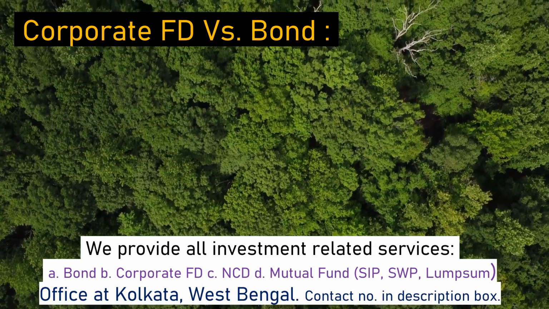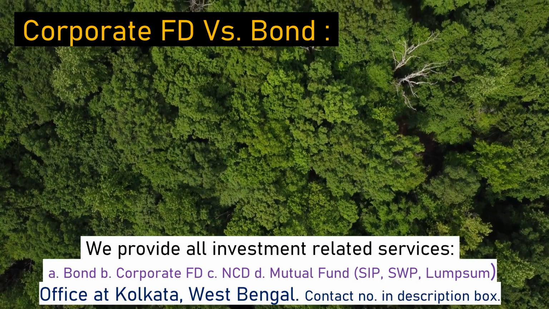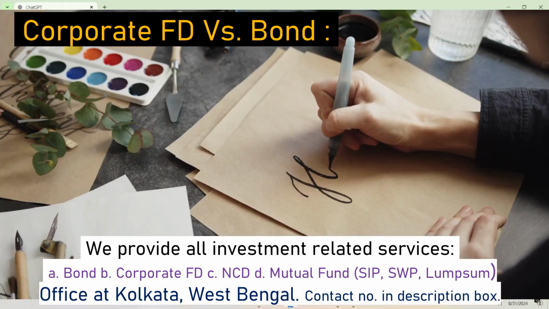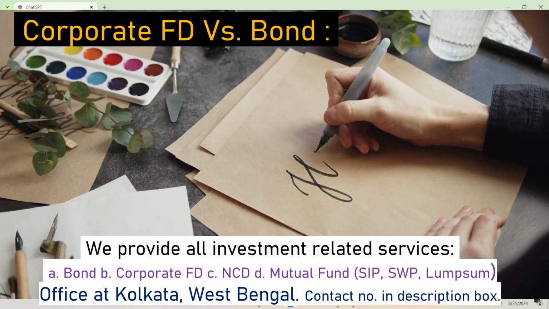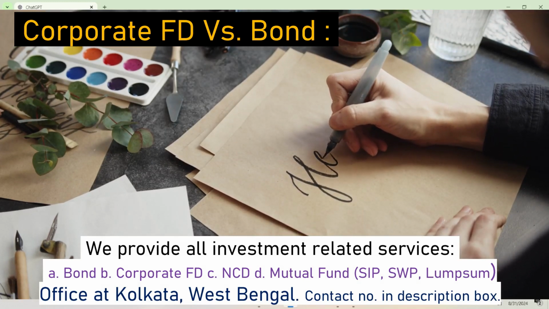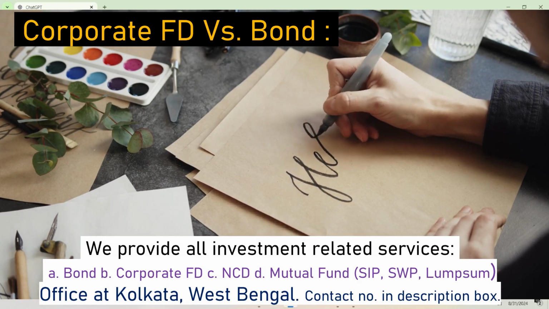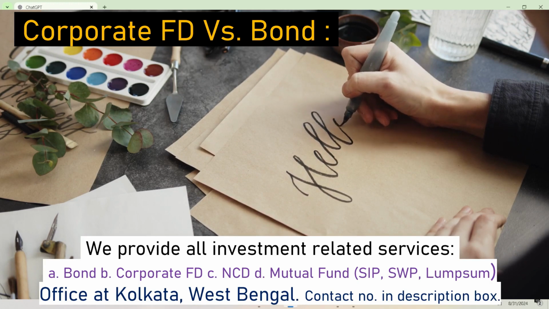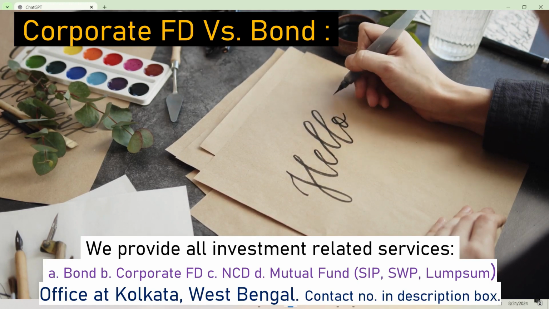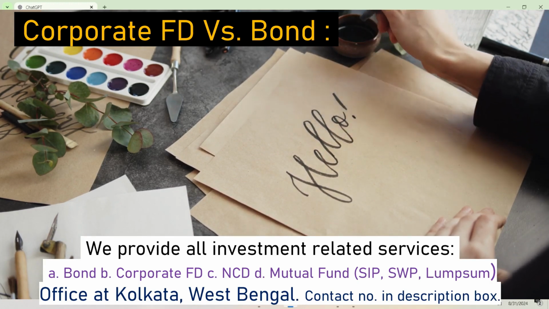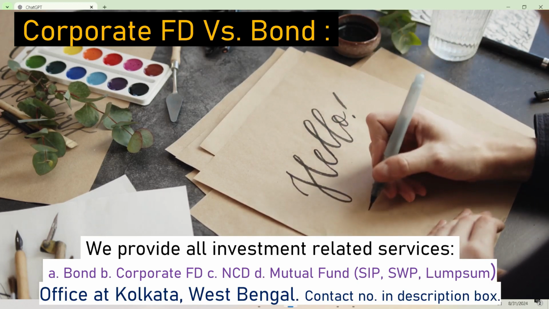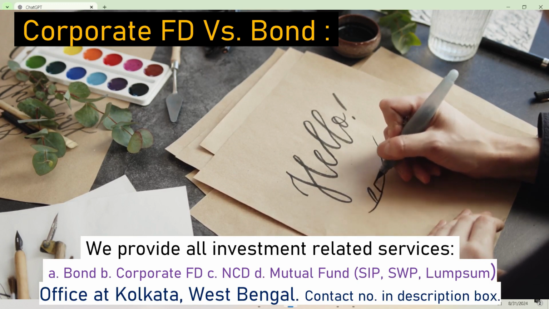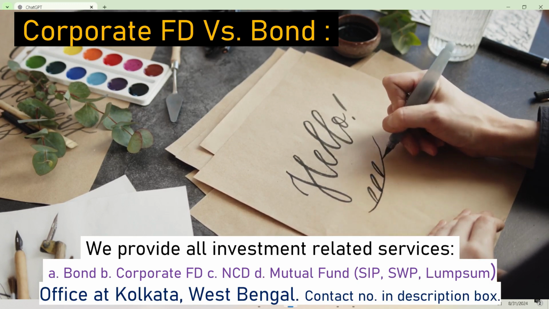In terms of safety, we can say bonds, particularly government and highly rated corporate bonds, are generally safer than corporate FDs. Now comes the point of return. Corporate FDs might offer higher returns than bonds, but at a higher risk. In terms of liquidity, bonds typically offer more liquidity due to secondary market trading. In terms of tax efficiency, bonds may offer better tax benefits depending on the type and the investor's situation. Now we have to conclude.